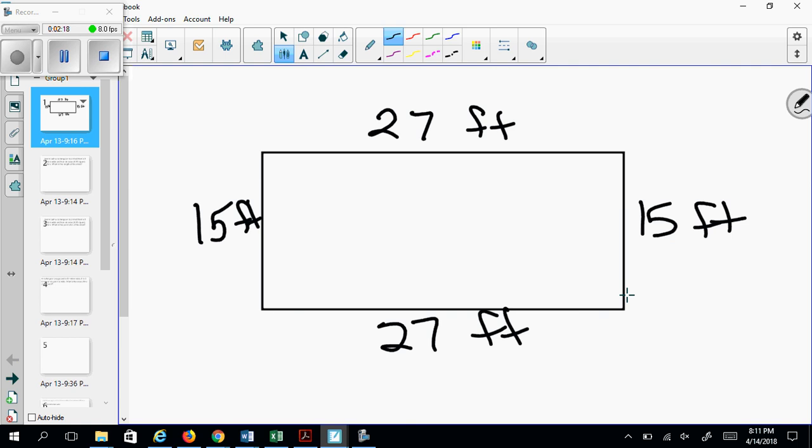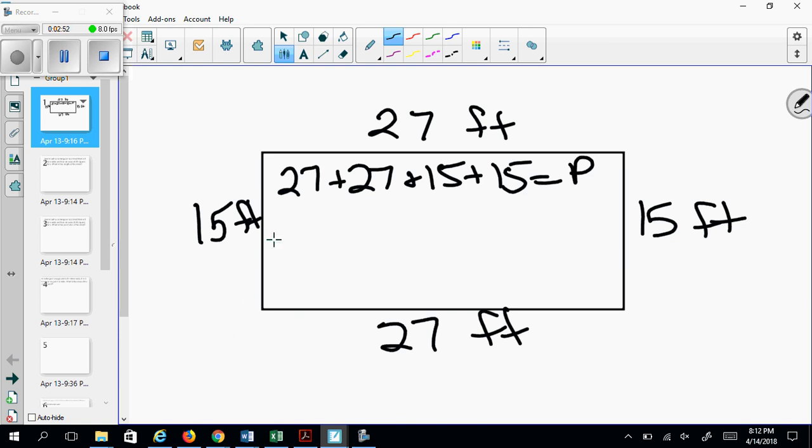So, looking here, in order to find how much fencing we're going to need to help Trevor with his yard, we need to do what with these numbers? Are we going to add, subtract, multiply, or divide? We're going to be adding. So I have to add 27 plus 27 and 15 plus 15. I can have my equation as 27 plus 27 plus 15 plus 15 equals the perimeter.